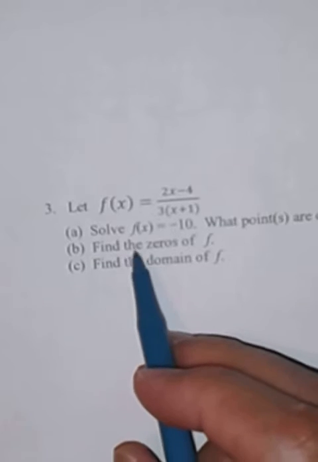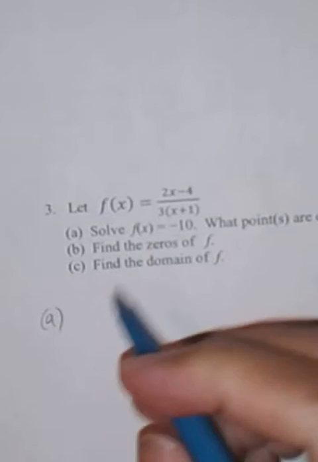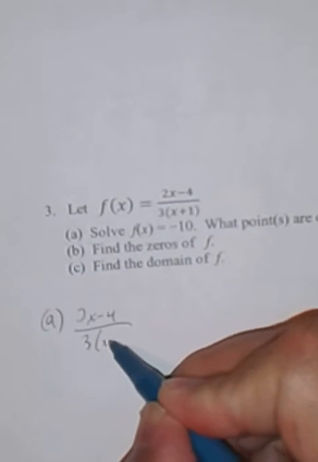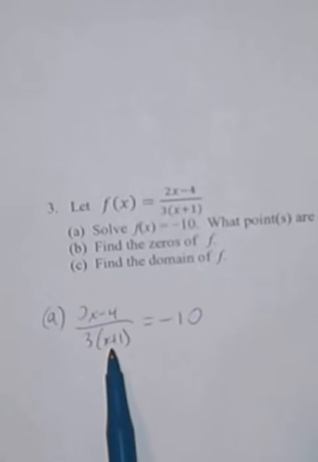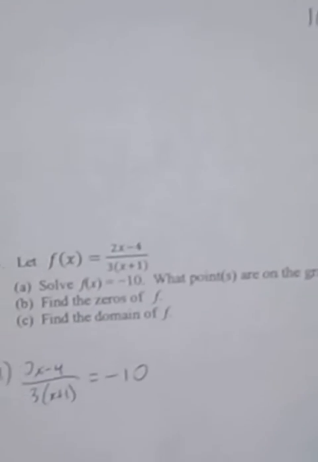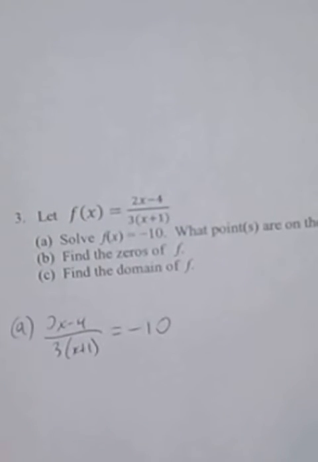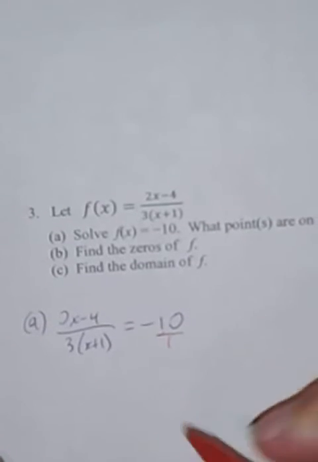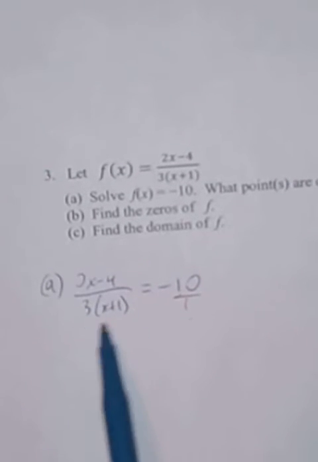Okay, number 3, let's start it off. A says solve f of x equals negative 10. Notice that's like the one we just did. So this is f of x is 2x minus 4 over 3 times x plus 1 equals negative 10. Because it's a rational equation, we just follow the steps we just did in example 2: find the domain and LCD and multiply. Keep in mind that the denominator of the 10 is 1, so really the LCD is just 3 times x plus 1.